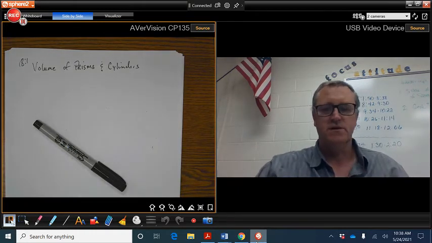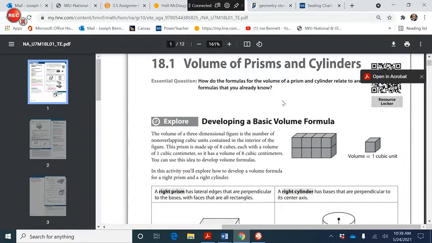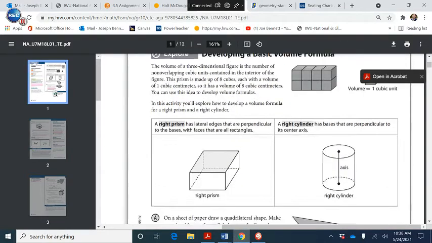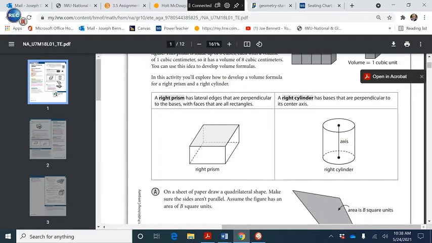Volume of prisms and cylinders, 925. So here's the definition, the true definition. If you could, write those two definitions in your notes, just to help you remember it. Okay, write those definitions in your notes. It won't take long at all. A right prism and a right cylinder.